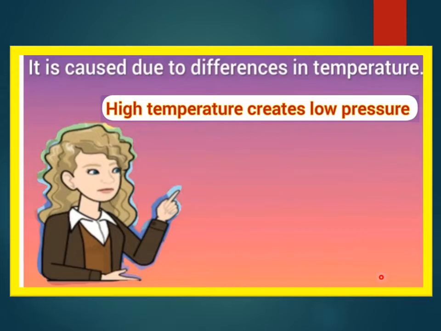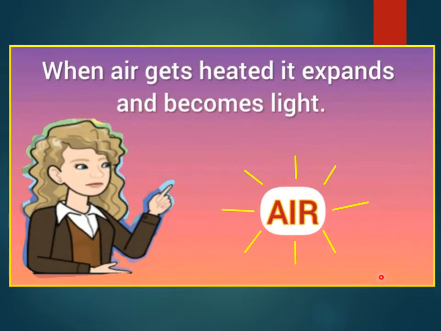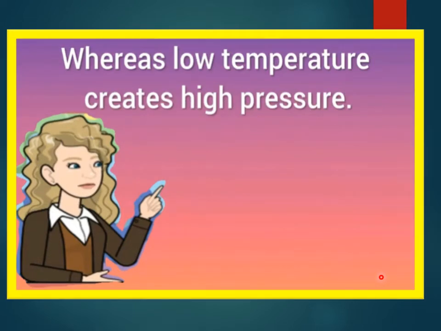Always remember children, high temperature creates low pressure. Now, why does high temperature create low pressure? Because the air gets heated, it expands and becomes light, creating an area of low pressure. Whereas low temperature creates high pressure because cold air contracts, becomes heavy, and sinks down, creating an area of high pressure.